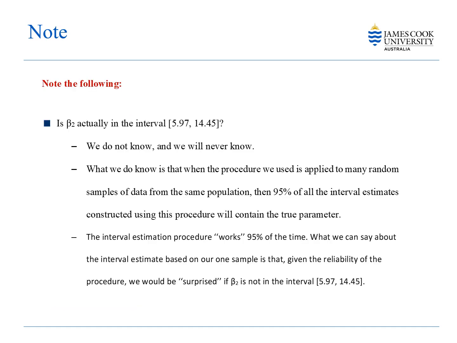Now you might want to ask, is beta 2 actually in this interval? We computed this 95% confidence interval, and the answer is that actually we don't know, and we will never know. However, what we do know is that when the procedure we used is applied to many random samples of data from the same population, then 95% of the interval estimates constructed in this way will contain the true parameter value, which is beta 2. So this interval estimation procedure works 95% of the time. What we can say about the interval estimate based on our sample is that, given the reliability of the procedure, we would be surprised if beta 2 is not in this interval. That's how we interpret this result.